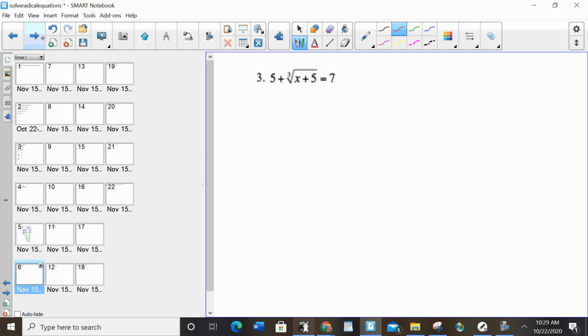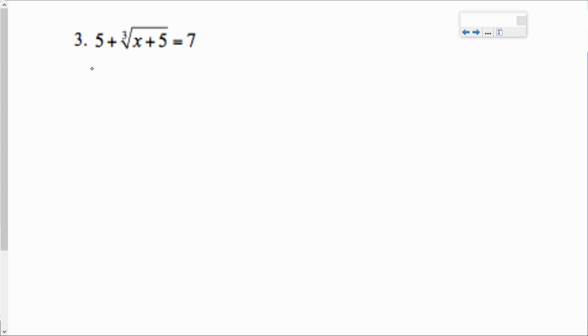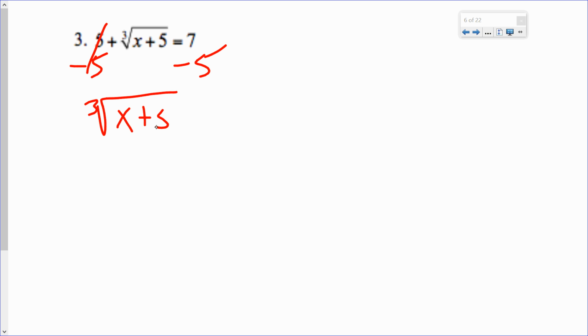Now, the cubed roots, they don't really come up much, but I figured I might as well do one of them. I think I put 2 of them on here. So, it's the same concept. We're going to start by isolating the radical. Subtract 5 from both sides. I get the cubed root of x plus 5 equals 2.